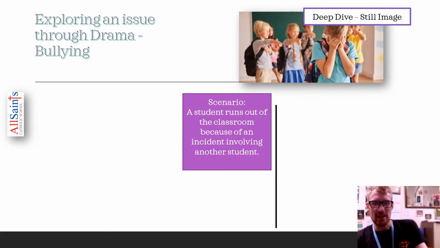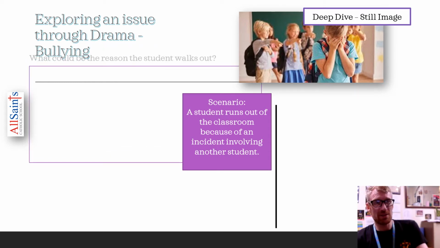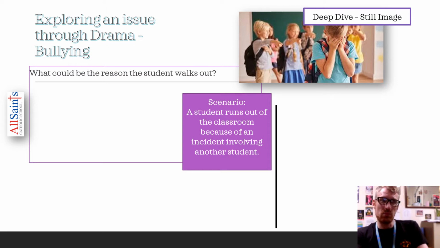Scenario is this. You might say this to the class as a scenario to make drama from. So a student runs out of the classroom because of an incident involving another student. That's all we know. So then we've got to ask the students to maybe think about, why might that student have run out of the classroom? What could be the reason why they've gone? If you want to have a little think for yourself, you could pause just for a sec and try and come up with a couple of answers.